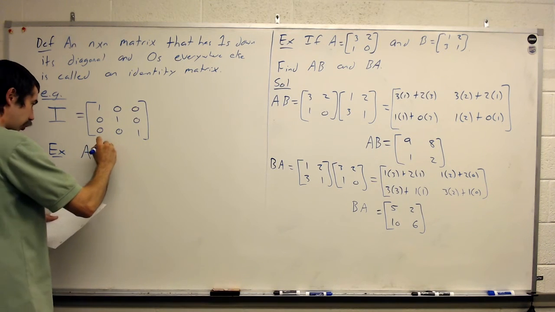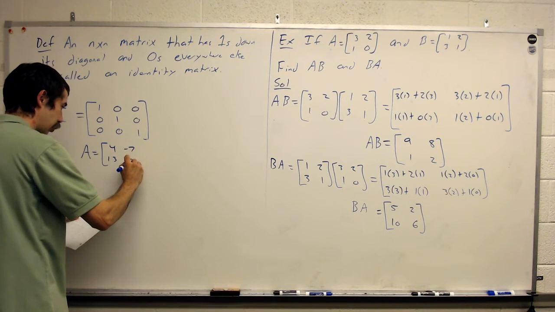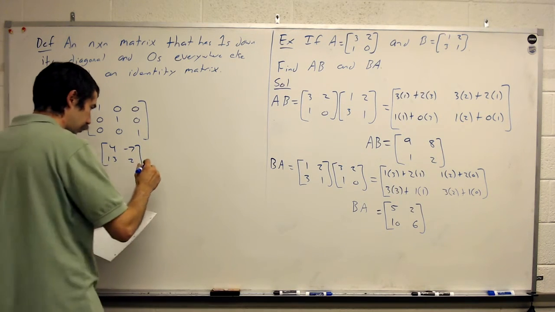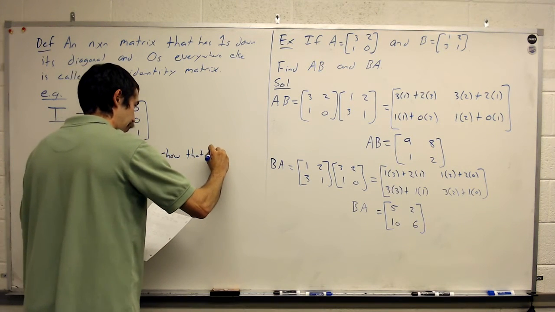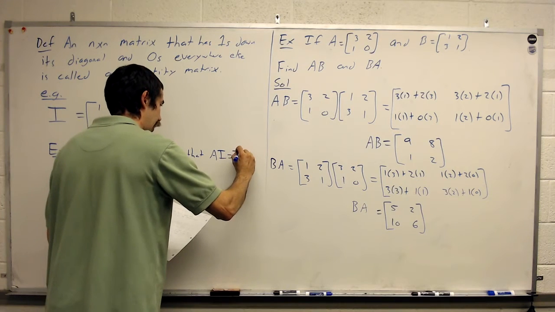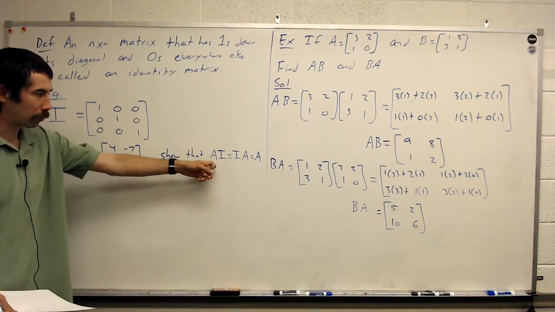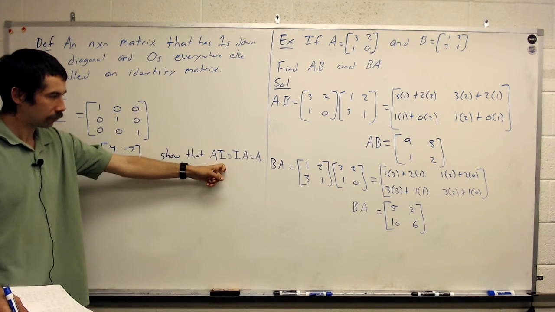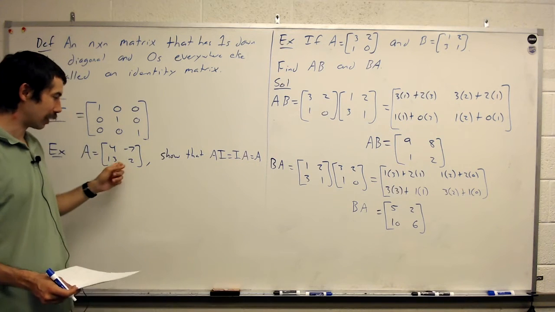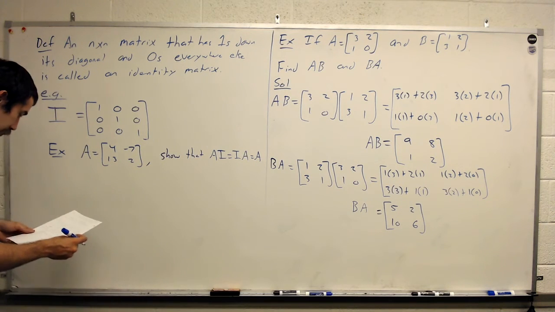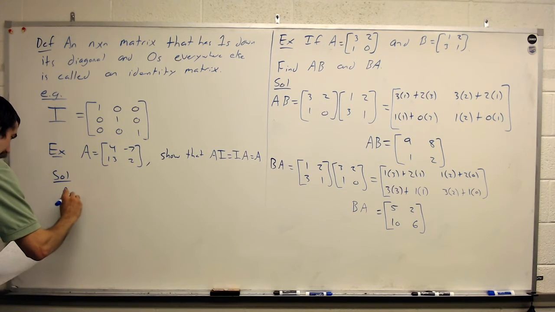So if A is the matrix 4, 13, negative 7, 2, let's show that A times I equals I times A, which is just A. All right, so we want to multiply A to the identity matrix. Then we want to multiply the identity matrix to A. And then ideally, we're going to get this as our answer both times. All right, A times I.